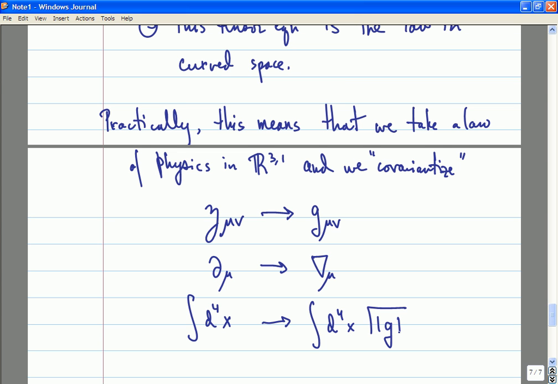So this then is an alternative way of saying the principle of minimal coupling. If you think about it, you'll see that those three steps that I outlined above, where you take a law of physics in Minkowski space and you interpret it as a law of physics in curved space in an inertial coordinate system, is nothing more and nothing less than the statement that you make the obvious replacements. Minkowski metric becomes a curved metric, and partial derivatives become covariant derivatives.